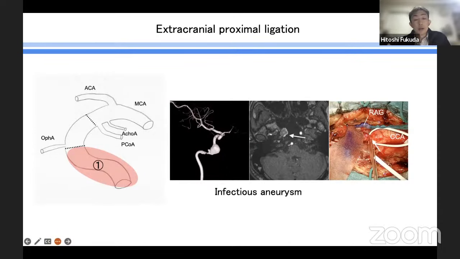This is a case of infectious aneurysm associated with abnormal narrowing of the ICA. In this case, flow diverter is risky. So after the high flow bypass, we just ligate the cervical ICA and that's it.